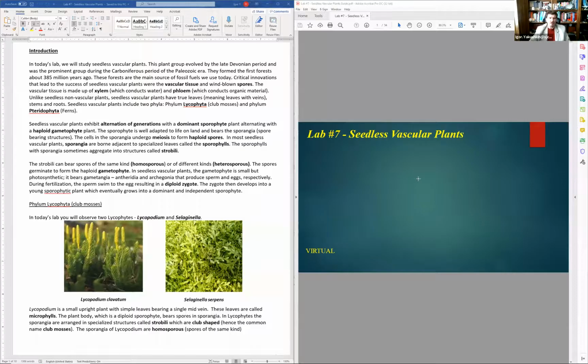All right, guys, lab number 7, seedless vascular plants. We already just talked about those, some of the club mosses. And today you will see Lycopodium and Selaginella, and these are the club mosses, and they are important because one of them will be something known as homosporous. See, same kind, the spores are the same size. You're looking at the sporangium, the spores are about the same.